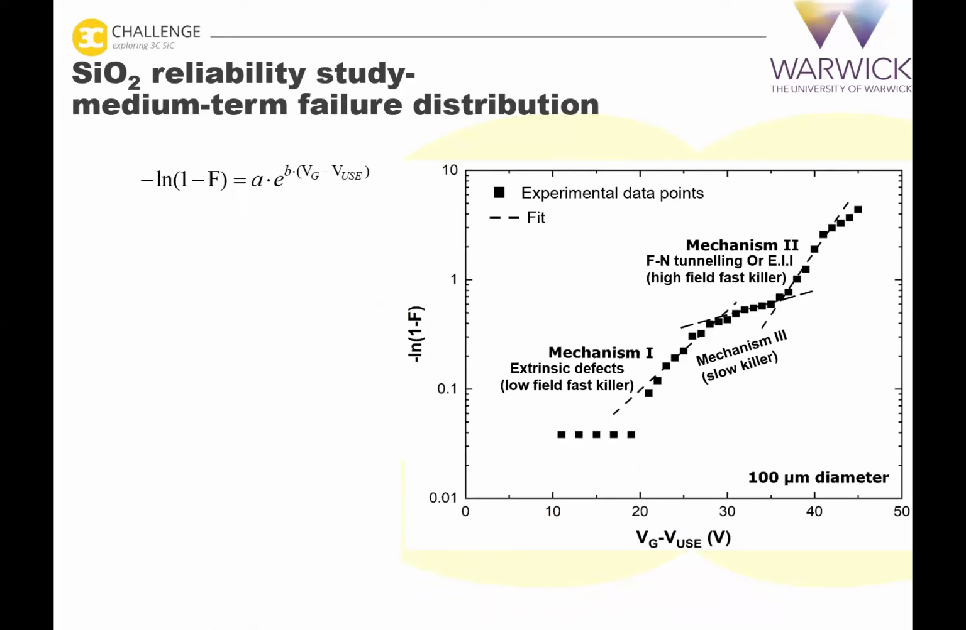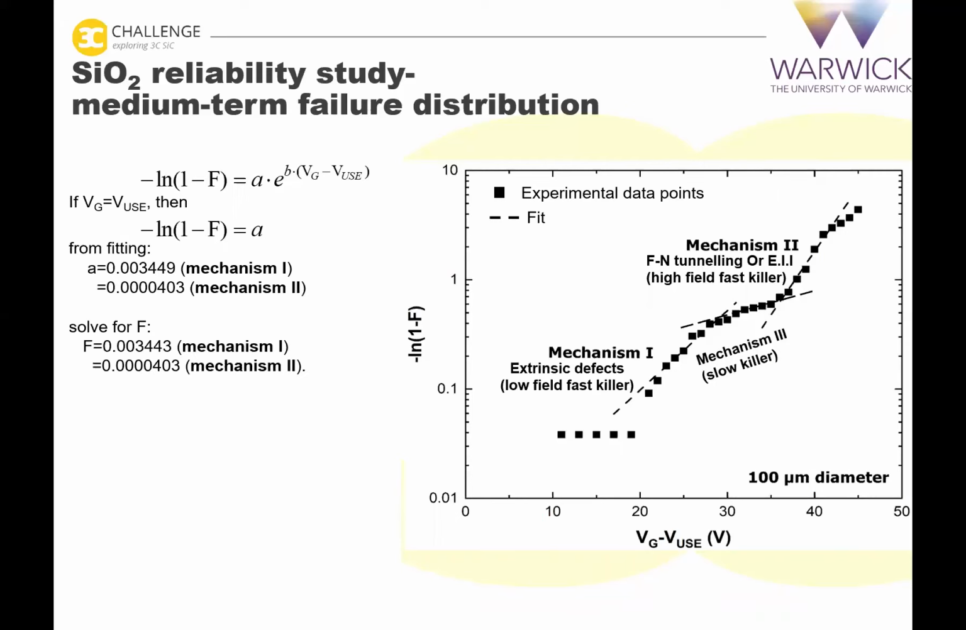So nevertheless, if we look at the equation again, we can find out that when Vg equals Vuse, that is your assumed operation condition, the failure rate can be directly calculated from the A value. And from the fitting for both mechanism 1 dominated and 2 dominated regions, we can calculate the A values. And from that, we get the failure rates.